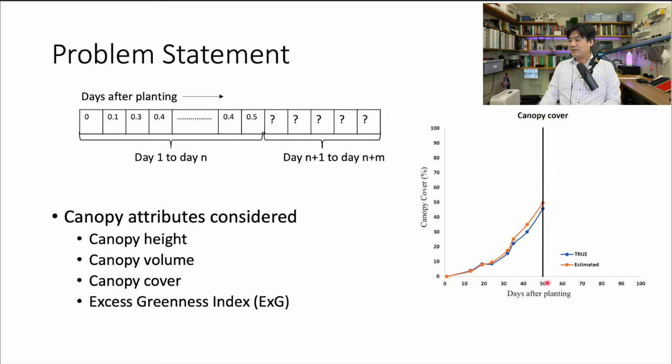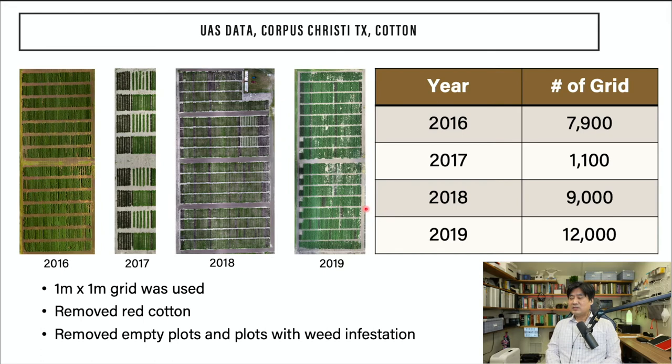Now we are at day 50. Can we predict how this cotton is going to grow in the rest of the season? The attributes that we consider here are canopy height, volume, cover, and excess greenness index. The reason why I picked these four is because this is information that you can extract from the RGB UAV platform, which is fairly cheap these days. So this is the data that we work with.